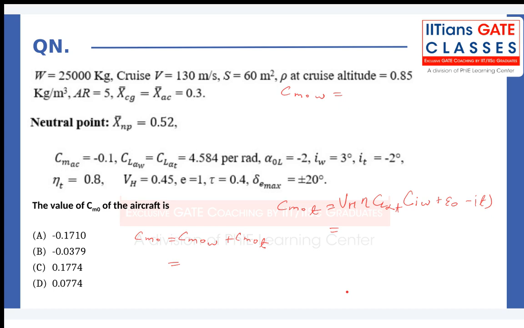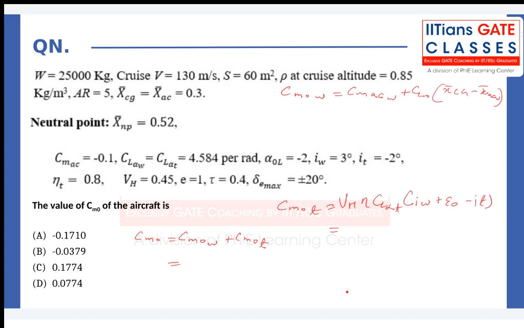What about Cm naught of the wing? What was the formula? So if you just do a basic derivation, just take the terms that are independent of angle of attack. So it was Cmac of the wing plus Cl naught into x bar Cg minus x bar AC of the wing, right? Yes, there is no elevator deflection, so you can just take it to the neutral position. Yeah, that is a fair assumption.